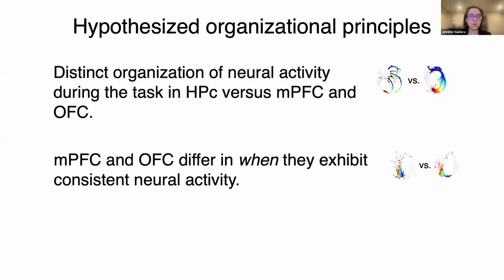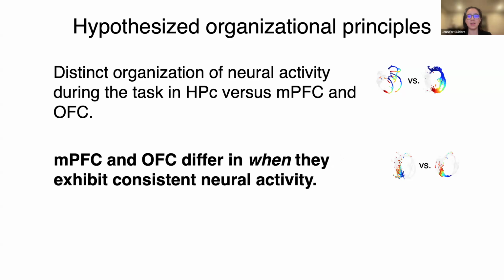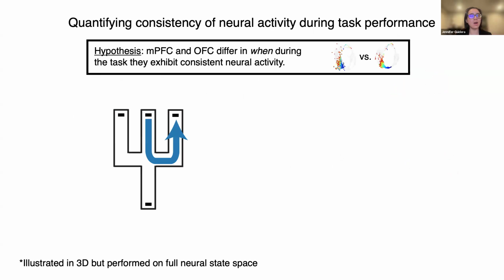These embeddings were just tools for hypothesis generation, and to test these, we performed single-cell and population-level analyses. Today, I'll tell you about some analyses we did to test the second hypothesis. So here we want to quantify the consistency of neural activity during the task. We consider the neural state space where each axis corresponds to the firing rate of a recorded neuron in a brain area. If activity unfolds in a consistent manner across trials, then we should see something like this.